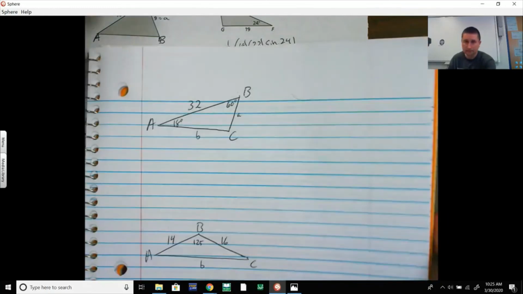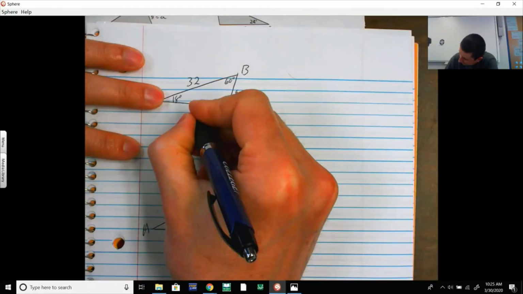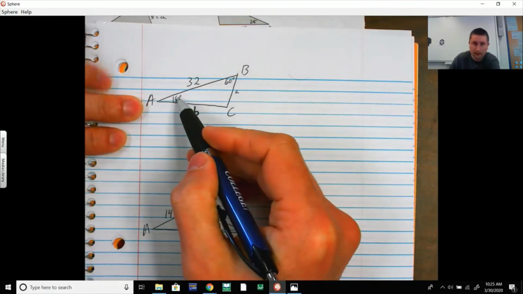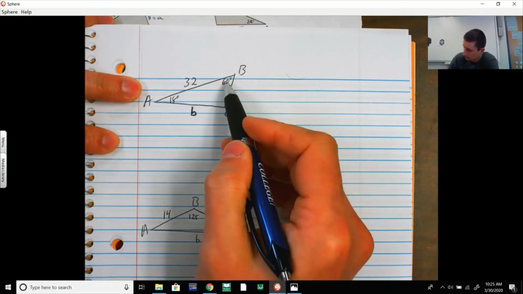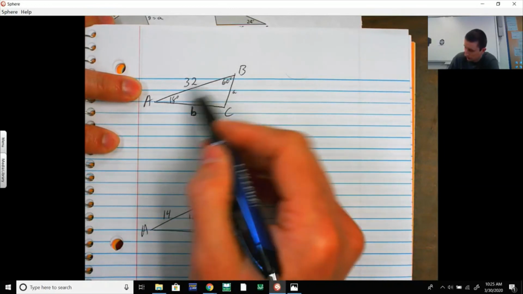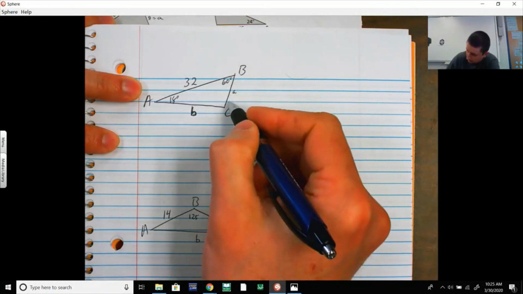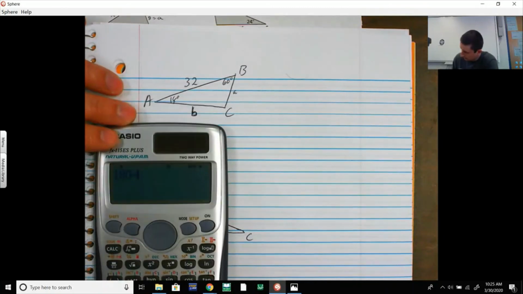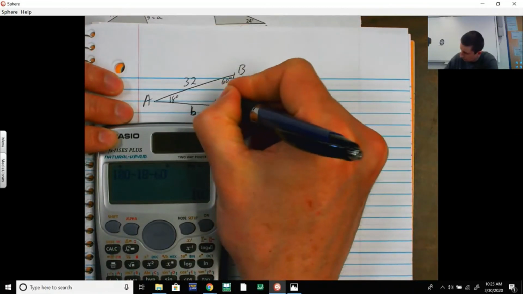Let's practice this one. This is not a 6. That's what had me confused there for a little bit. This is a B. So this is angle, side, angle. If you have an angle, side, angle, remember you have the two angles, so you can find the third angle, and then you have a set. So if I take 180 minus 18 minus 60, I get 102.